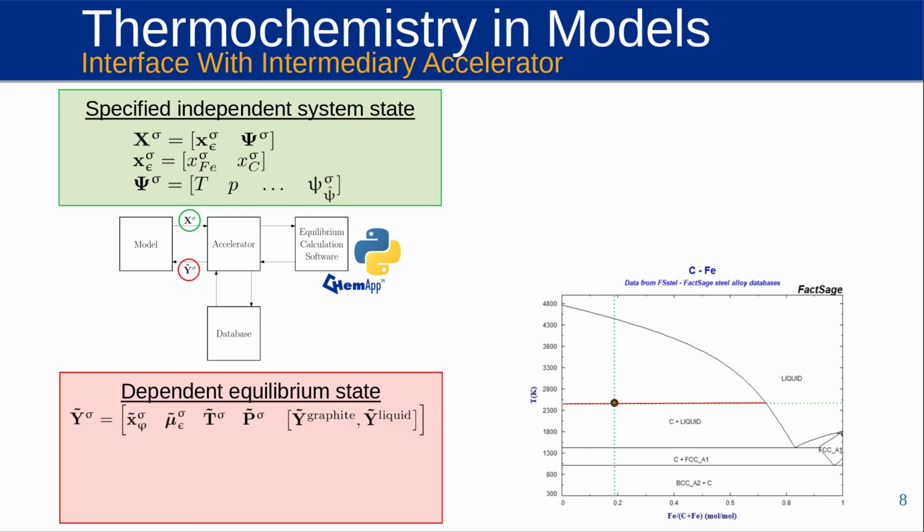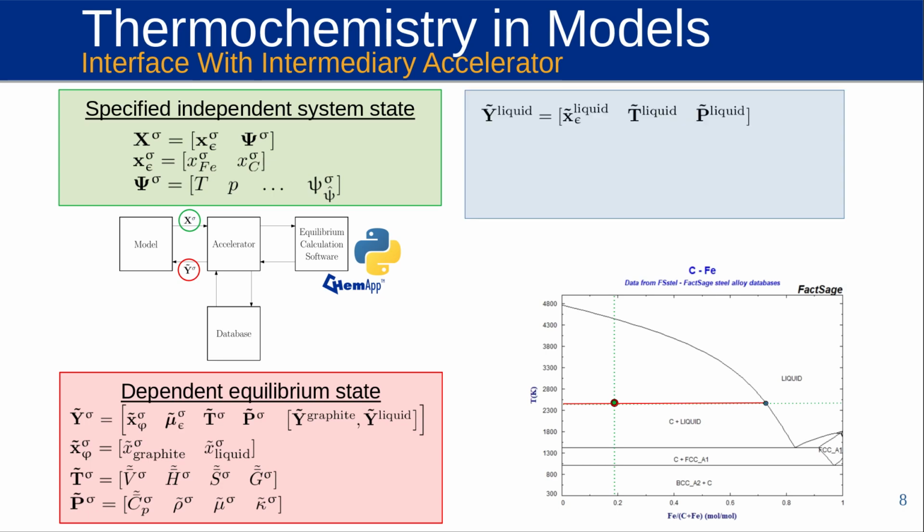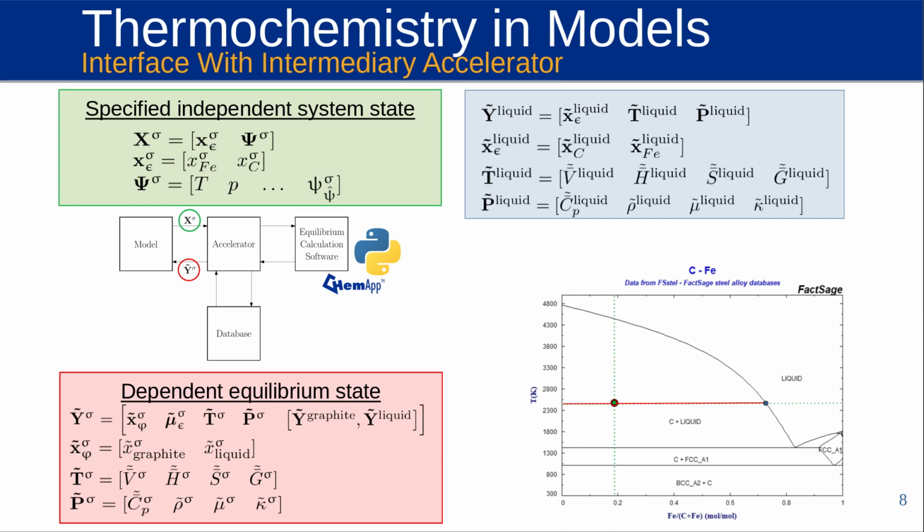And in return, the accelerator provides us with an equilibrium state, which can consist of the phase fractions of all the phases present at equilibrium, as well as the thermochemical and physical properties of the system. For each one of the phases, we also get equilibrium properties such as the composition of the phase, as well as the thermochemical and physical properties of each. This is done for every phase that is present at equilibrium.